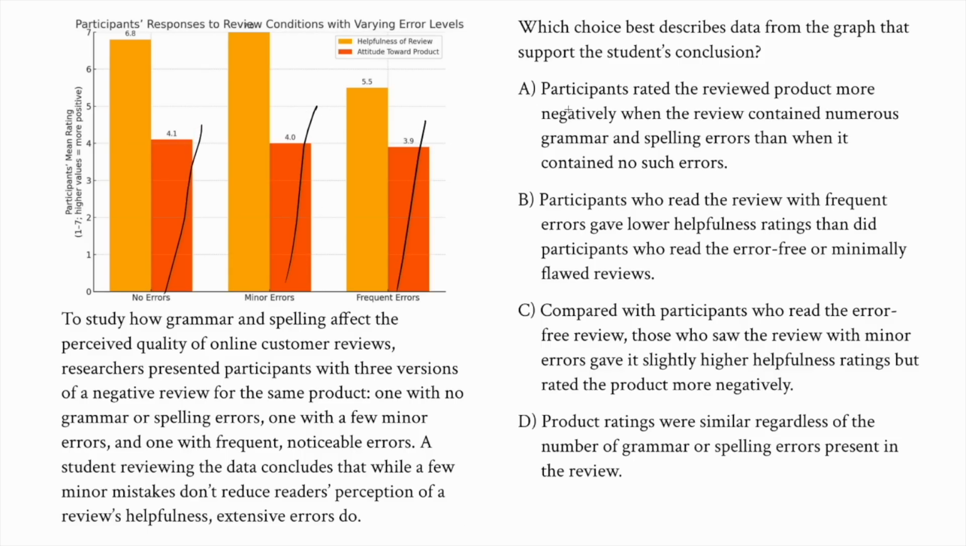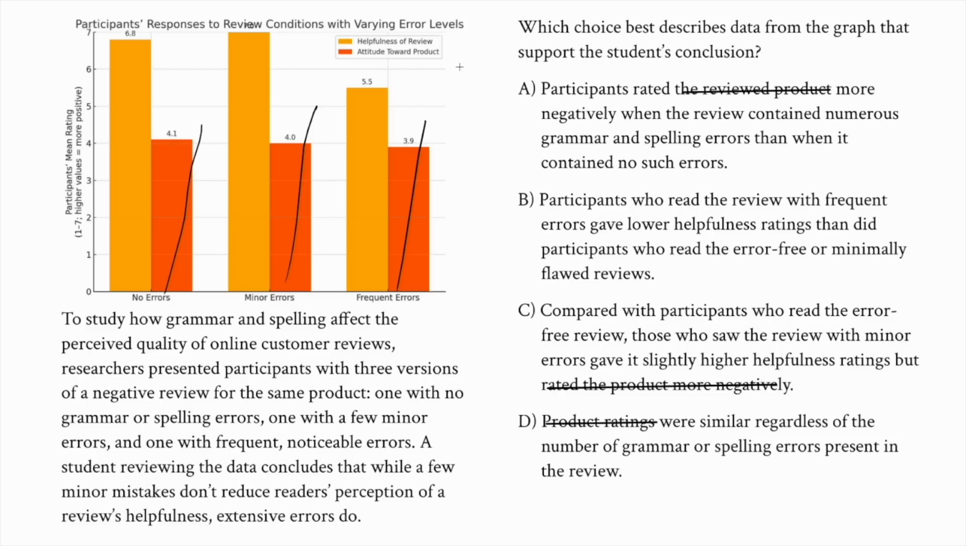But perhaps more importantly, it also means that any answer choice that mentions the attitude toward the product is going to be incorrect. And so if we scan through the answer choices, going from bottom to top here, product ratings, well, that has to do with attitude toward the product. We can get rid of D. C also talks about rating the product, so that's not relevant. And then A also talks about rating the reviewed product.